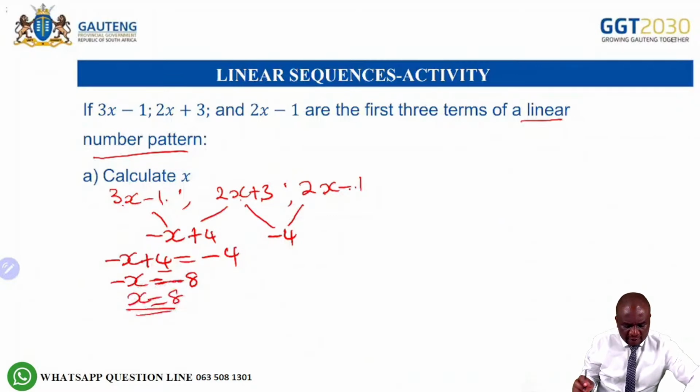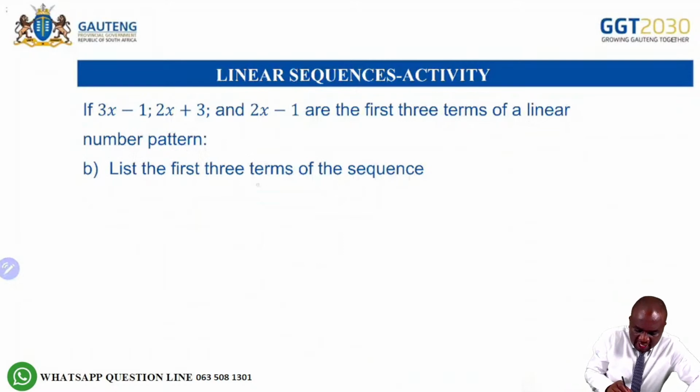Okay? Right. Please try to write your notes as I explain, because I won't have time to give you so that you can write your notes after. As I explain, try to move with me. Okay? Right, that is the value of x. And then the second part of the question, what does it say? B, right, list the first 3 terms of the sequence.